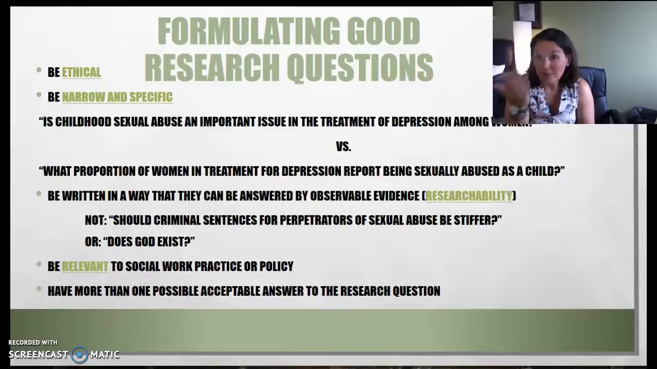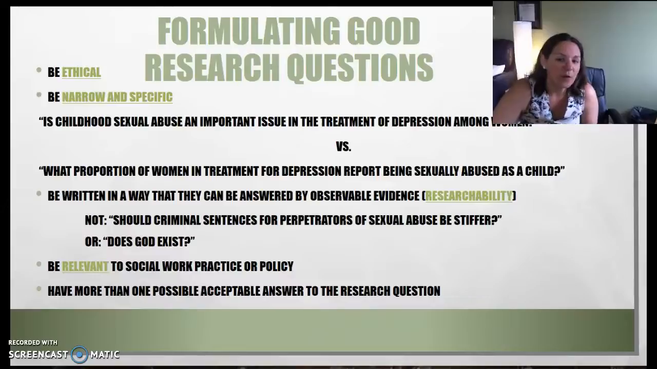My slide says social work because I'm a social work professor, but you could replace that with be relevant to criminal justice practice and policy, substance abuse practice and policy, whatever your field is. And lastly, it has to have more than one acceptable answer to the research question. We'll talk a little bit more about this in 2 weeks when we start talking about variables and hypotheses, but your chapter talked about hypotheses. You have to be open to the fact that you might not find what you want to find, and your research question has to be open to more than one possible answer.